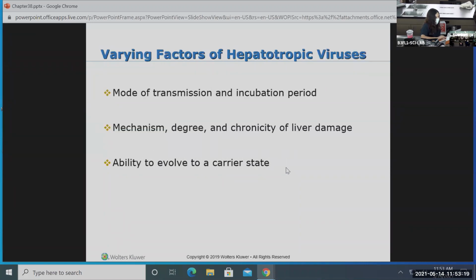Now, varying factors of hepatotropic viruses: mode of transmission and incubation period. The AIDS virus has the longest incubation period, followed by hepatitis B virus. Now, the mechanism, degree, and chronicity of the liver damage, and the ability to evolve to a carrier state. That is mostly because B virus and C virus will go into a lifelong carrier state, or turn into cirrhosis, or turn into cancer.